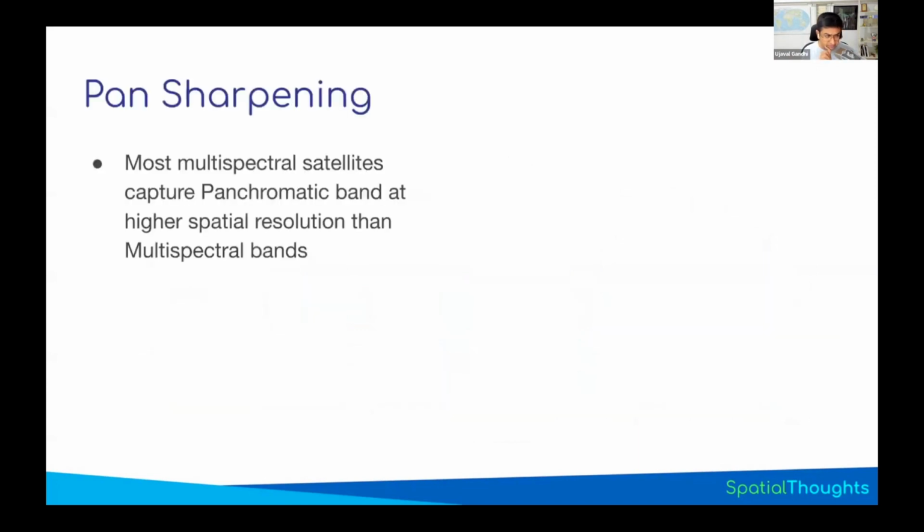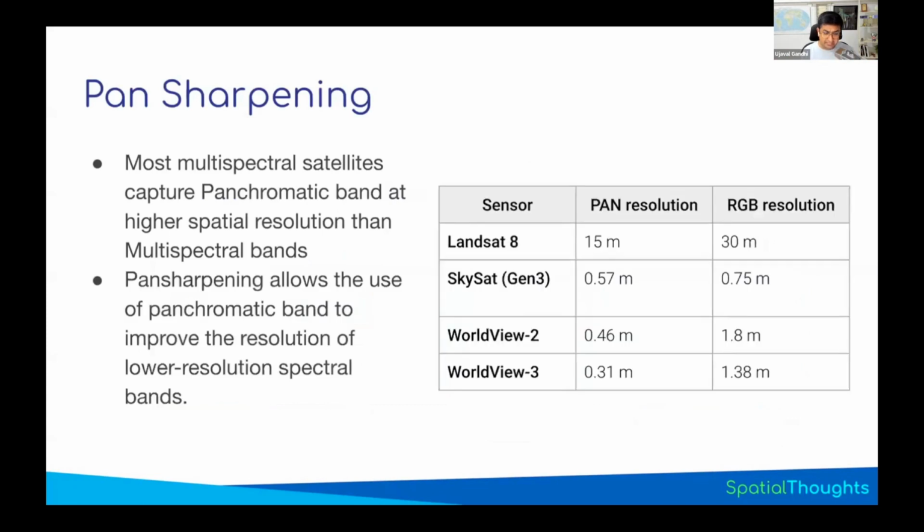If you look at most sensors, they look like this. This is the table showing the difference in resolution between the pan band and the RGB bands from the most common satellites. Landsat 8 is 15 meters, 30 meters. So you have RGB data collected at 30 meters, pan data collected at 15 meters. If you look at the SkySat data, you have 75 centimeter resolution for RGB, 60 centimeter for panchromatic. The highest resolution commercial satellites have a much larger difference. So you can see WorldView 2 has 1.8 meter, almost 2 meters, of RGB data and 50 centimeters of pan data.